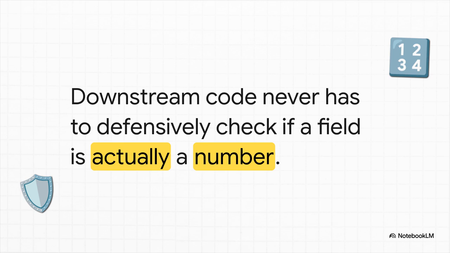Downstream code never has to defensively check, is this actually a number? Ever again. Seriously. If the model tries to return the word hi instead of the number 5, Pydantic AI intercepts it, sends the error back, and gets you the integer. This is a massive relief. Because the framework guarantees the type, you can confidently rip out all of that defensive boilerplate parsing code you've been writing. It just works, or it raises a clear, standard exception that you can easily handle.